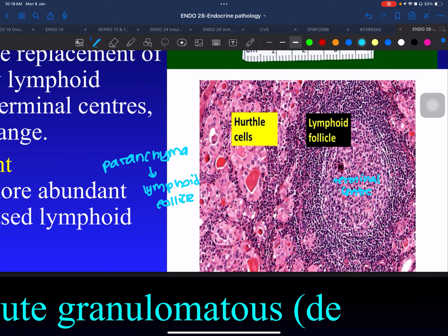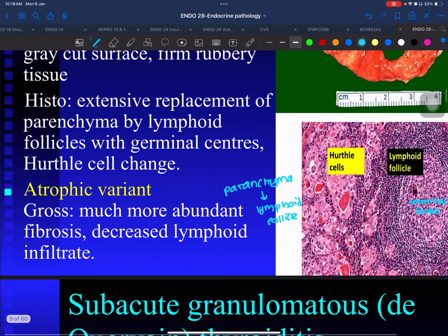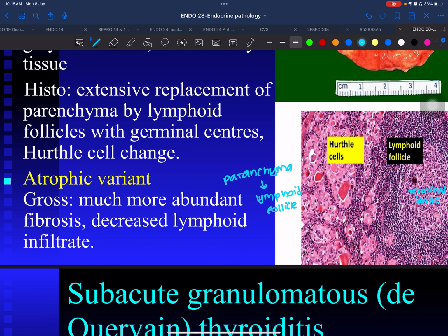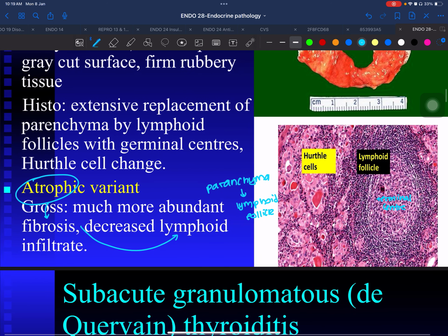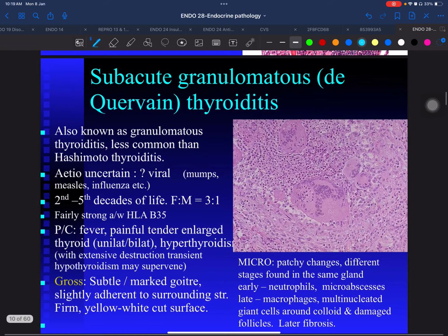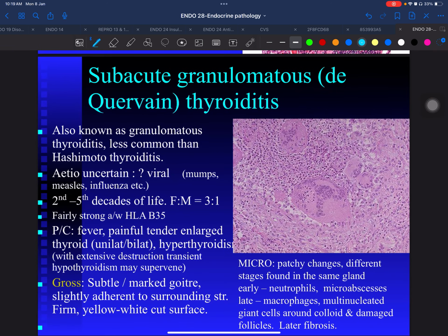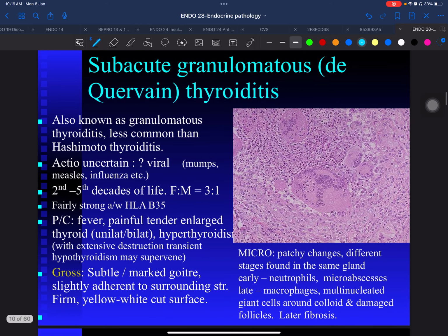cytoplasm. Okay, yang atrophic variant pula, kenapa dia atrophic? Sebab dia ada banyak fibrosis dan lymphoid follicle dia kurang lah sebab dia dah kecut, banyak fibrosis. That's decreased lymphoid infiltrate. Okay, that's Hashimoto, the autoimmune. Remember, female ramai, 10 to 20 over in females and only one male. Okay, and there is risk of developing into lymphoma and also carcinoma.